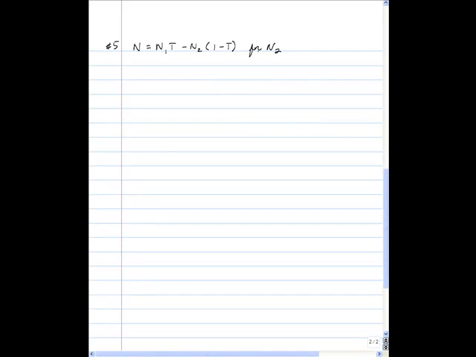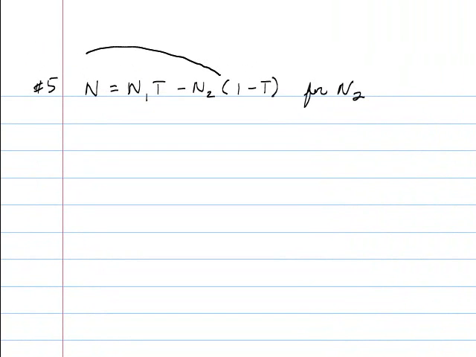And step 3 says get all your n2 terms on one side and all your non-n2 terms on the other side. There's a couple of ways to do this. Probably the easiest way is just to move n1t, but I will find it easier in the end to solve for n2 if I don't have this negative here. So what I'm going to do is move this term over to this side and this term over to this side, and that's going to get rid of the negative on my n2. So on the left I'll have n2 times 1 minus t. On the right I'll have n1t minus n.